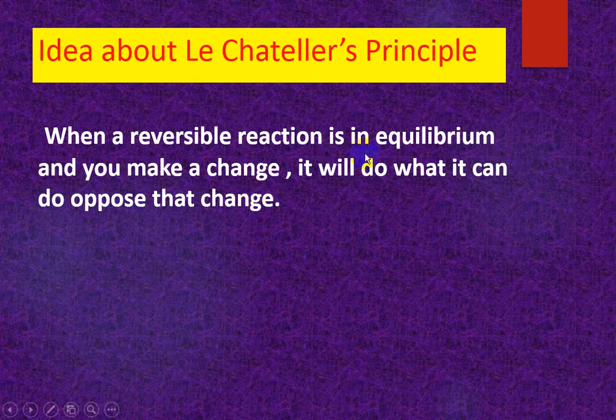When a reversible reaction is in equilibrium, it wants to remain in equilibrium. If you change any factor, like increasing or decreasing the temperature, or increasing or decreasing the concentration of the reactant, the reaction will move from left to right or right to left and prevent your change, and it remains in equilibrium. This is Le Chatelier's principle.